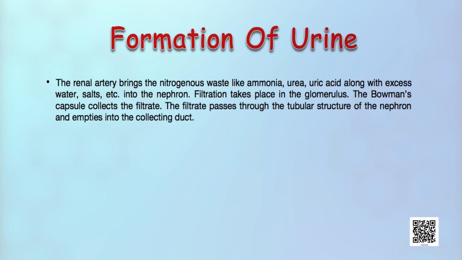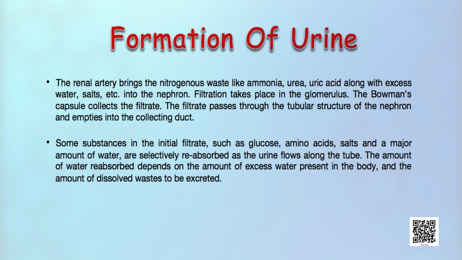The amount of filtrate produced by the kidneys every minute is known as glomerular filtration rate. The Bowman's capsule collects the filtrate. The filtrate passes through the tubular structure of the nephron and empties into the collecting duct. Some substances in the initial filtrate such as glucose, amino acids, salt and a major amount of water are selectively reabsorbed as the urine flows along the tube. The amount of water reabsorbed depends on how much excess water there is in the body and on how much dissolved waste there is to be excreted.